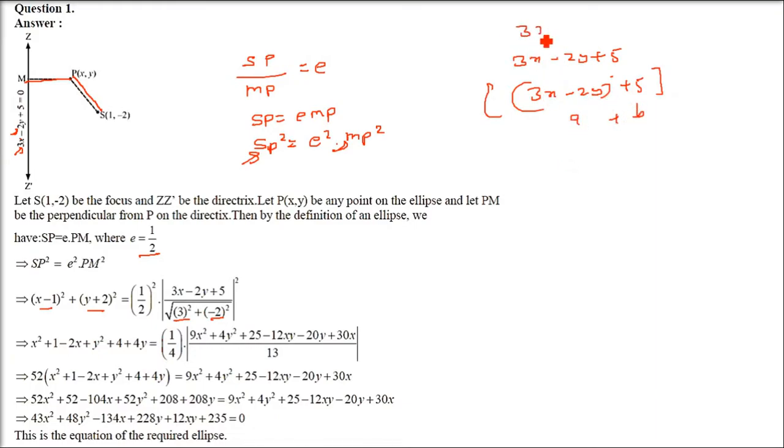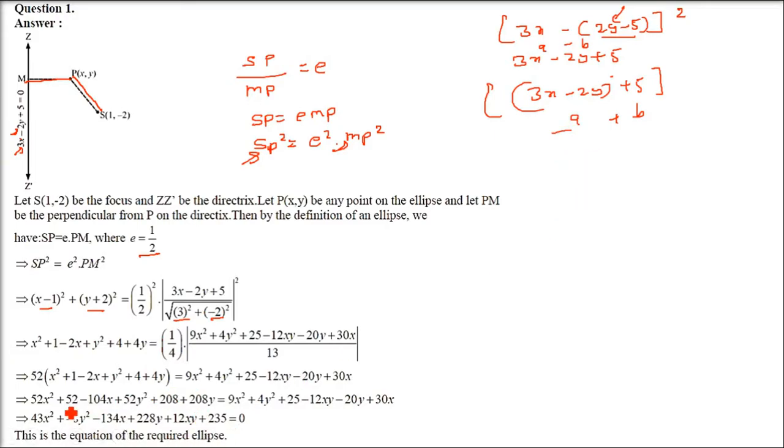Or you can take 3x minus 2y minus 5, and then you can square it. This is a minus b whole square. So in either way, you have to square it, and then you have 2y minus 5 or 3x minus 2y. You need to square it. So you'll get a proper term which is equivalent to the left hand side term.